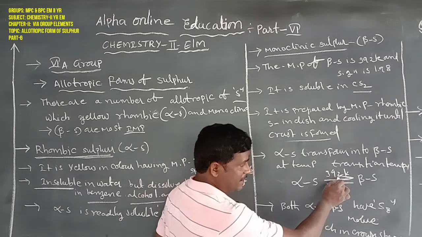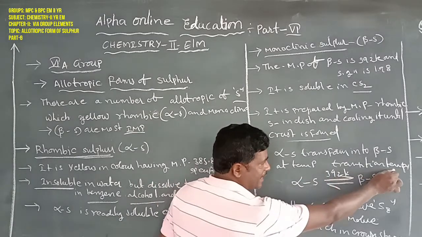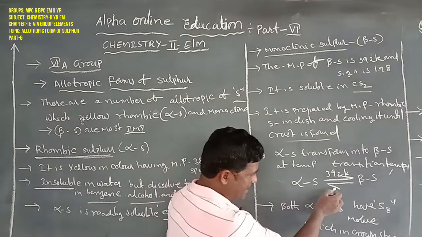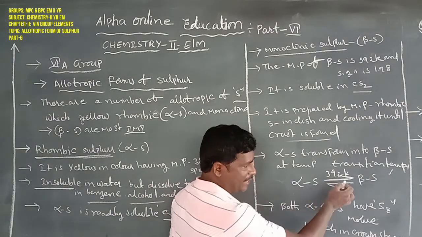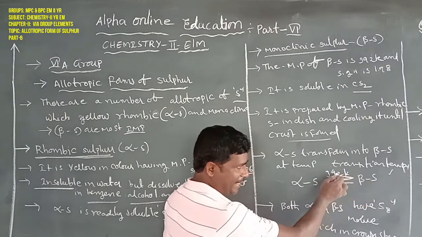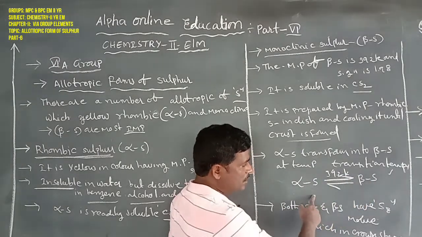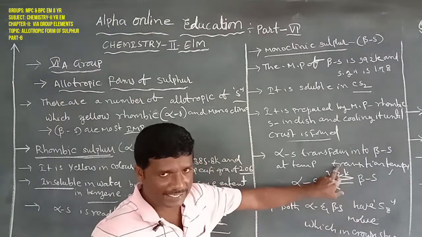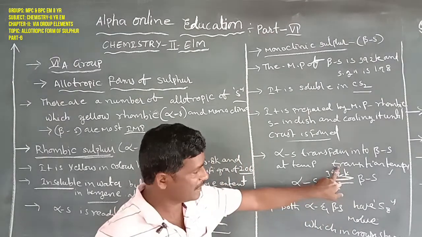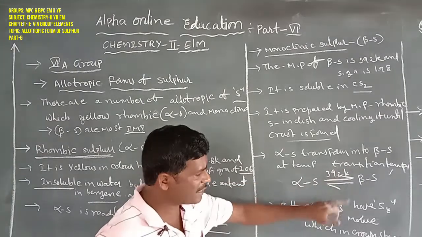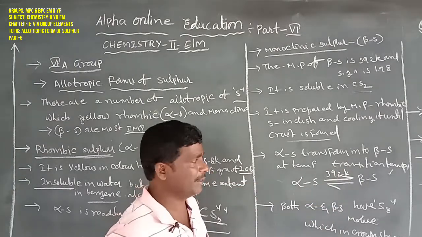Alpha sulfur is converted to beta sulfur at 392 kelvins. This temperature is called the transition temperature. In this equilibrium reaction, alpha sulfur converts to beta sulfur at 392 kelvins, and beta sulfur converts back to alpha sulfur at 392 kelvins.